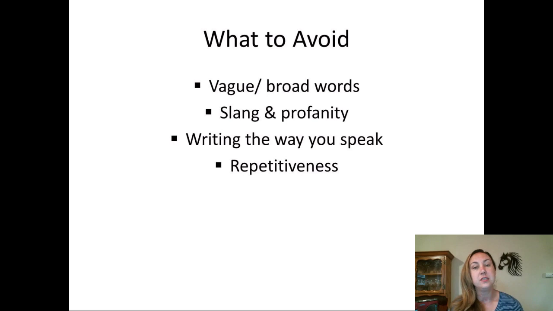The other thing to consider is to vary your sentence structures. So you don't want to start every sentence with the same phrase. You don't want to use the exact same length of sentence over and over and over.